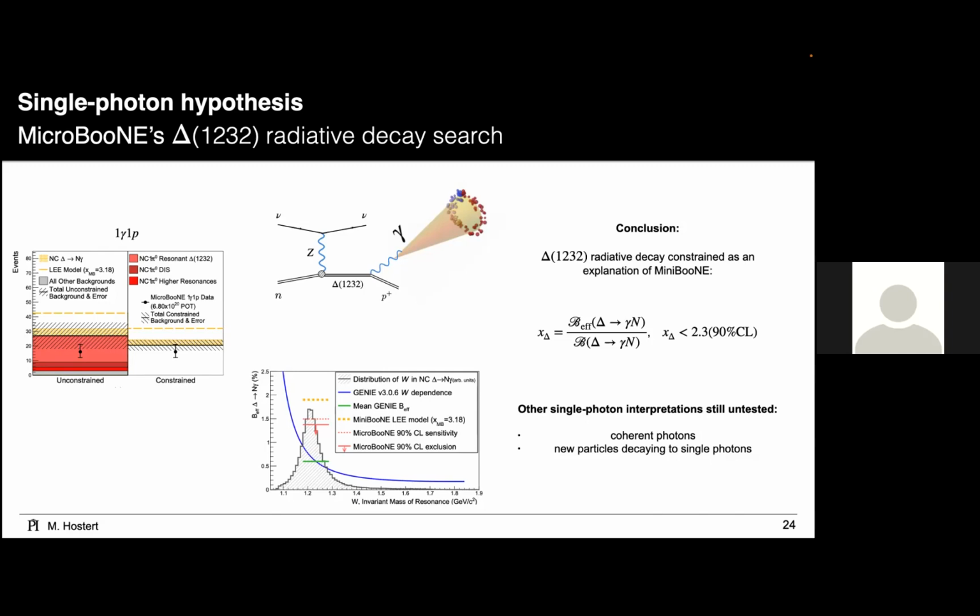Other final state photons are not excluded. So you could have a source of coherent photons, things that come without the associated proton. That's still not excluded by the MicroBooNE search. And you could have other new particles that get produced elsewhere and decay into single photons, or get produced inside of the detector and decay into single photons. They're not coming from delta, and those will not be excluded either, because this search is so tailored for this final state.